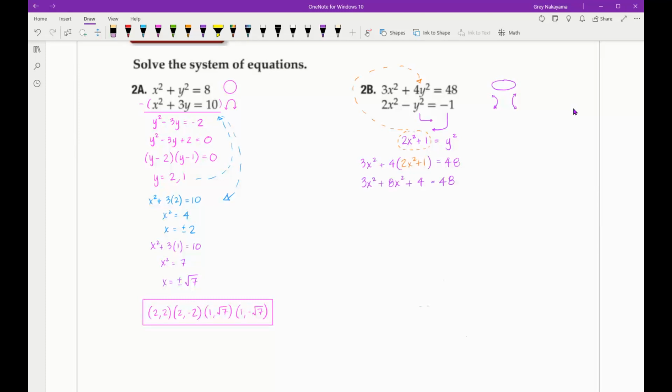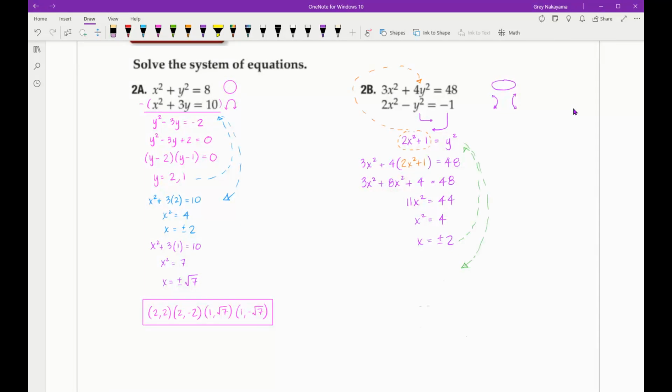So I'm going to distribute, get 3x squared plus 8x squared plus 4 equals 48. Bring that together, simplify it. I'm going to have 11x squared equals 44. Divide, x squared equals 4. Take the square root, and x equals plus or minus 2. Okay, so I've got to plug in positive 2. And where am I going to plug it in? I'm going to plug it in where I've solved for y squared.